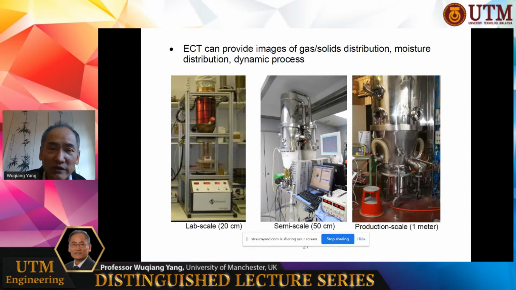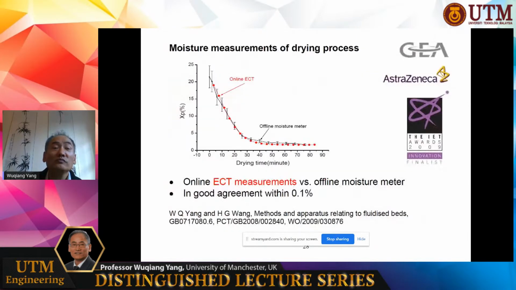By ECT, we can provide the image in real time of gas-solid distribution, moisture distribution, and dynamic process. We tested on different scale flow despite. See, this is a small scale, this 20 centimeters in diameter. This is a middle scale, this is a large scale. This is 1 meter in diameter, production scale. Actually, we did experiment with this facility in Sweden, Bubendorf.